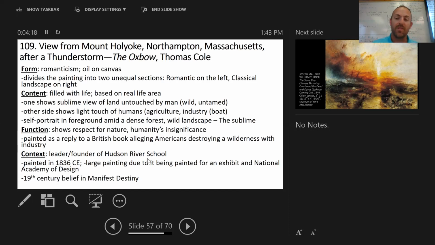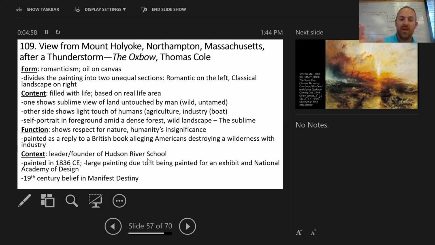It was painted as a reply to a British book that basically was saying that Americans, as they moved out west, right, they're destroying the wilderness with industry, that man is building all these things, and it's just destroying land. And this is kind of showing, look, yes, we're moving out west. Yes, we're building. However, industry is not affecting nature. Nature still runs its course. Mother Nature still dictates and guides everything that we do. So that's kind of what's going on here.